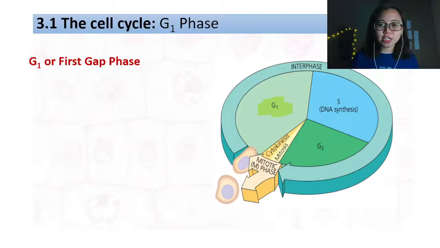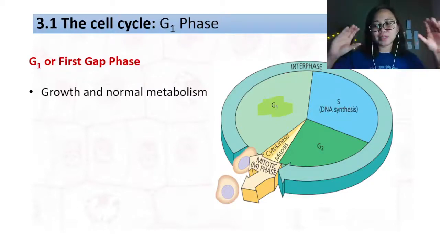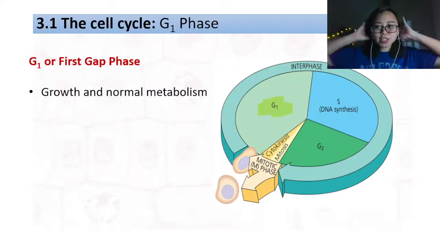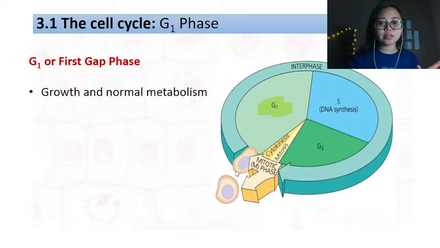Right, so let's look at G1, or the first gap phase. What happens inside the cell during the first gap phase? First of all, you would have the cell's growth and normal metabolism. Di sini kita akan nampak sel itu, it will act like a normal cell. Okay, dia tidak buat apa-apa yang special. Macam dia mainkan peranan dia yang biasa, dia hidup seperti biasa. Hidup dan membesar seperti biasa.